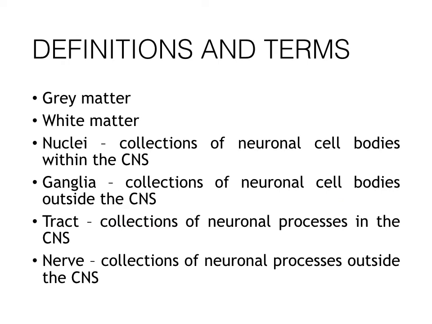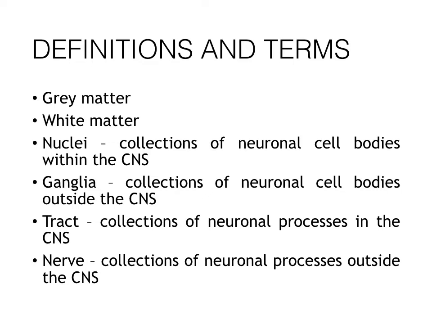Now we will see some of the basic terms used in the nervous system. First one is gray matter. Gray matter is nothing but a collection of neuronal cell bodies along with neuroglial cells along with the blood vessels. So that constitutes the gray matter. It appears gray in color. Whereas white matter mainly consists of the neuronal fibers plus neuroglial cells plus blood vessels. That constitutes the white matter.